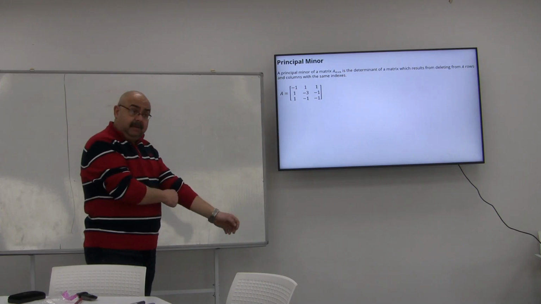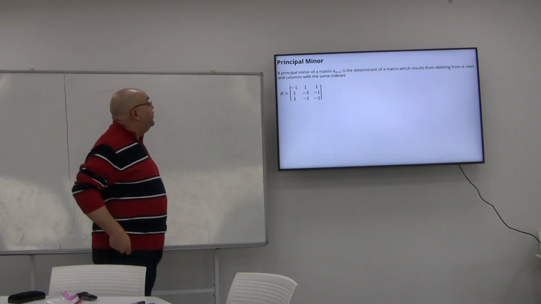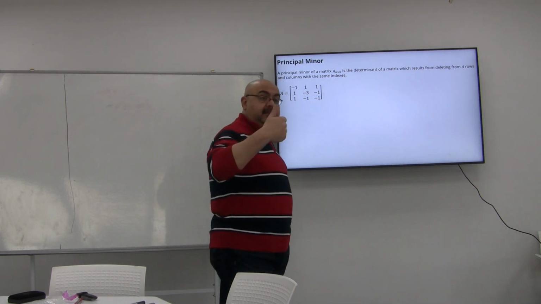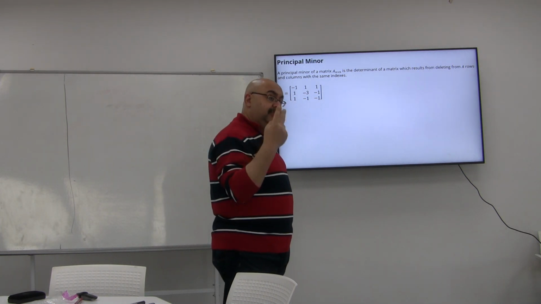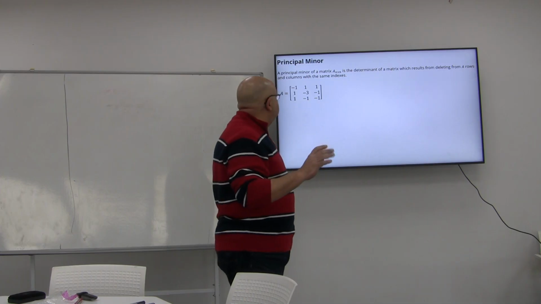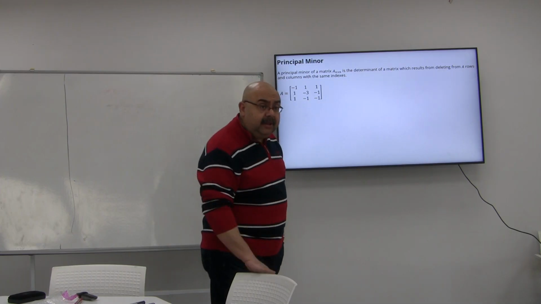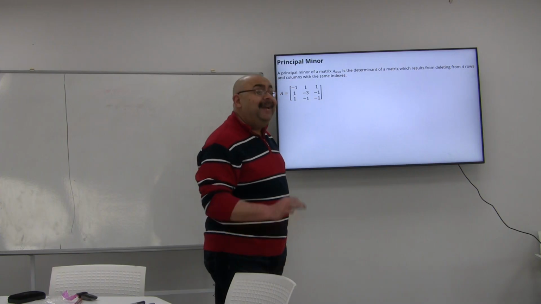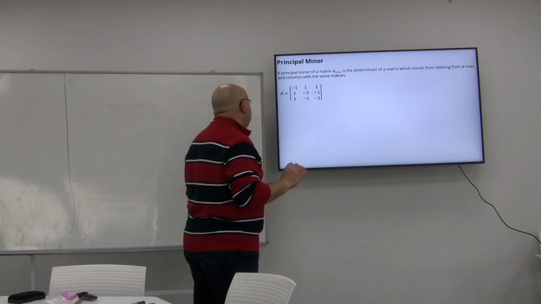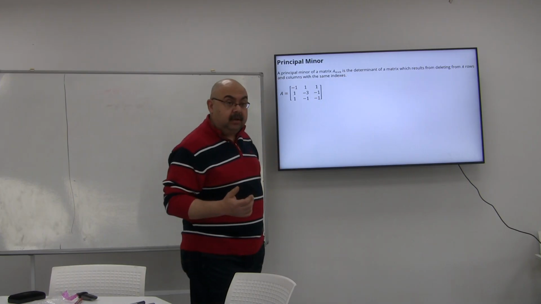Since this is 3 by 3, I will have principal minors of first degree, principal minors of second degree, and the principal minor of third degree. The principal minors of the first degree will depend on the following: eliminating the first two rows and the corresponding two columns.